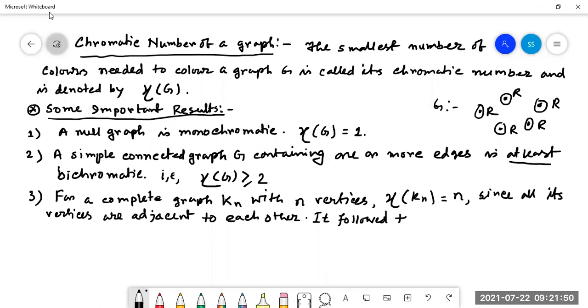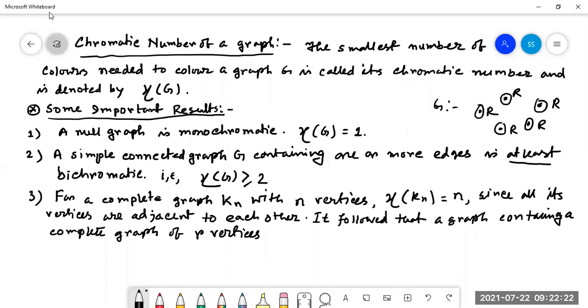It follows that a graph containing a complete graph of r vertices has a chromatic number of at least r.